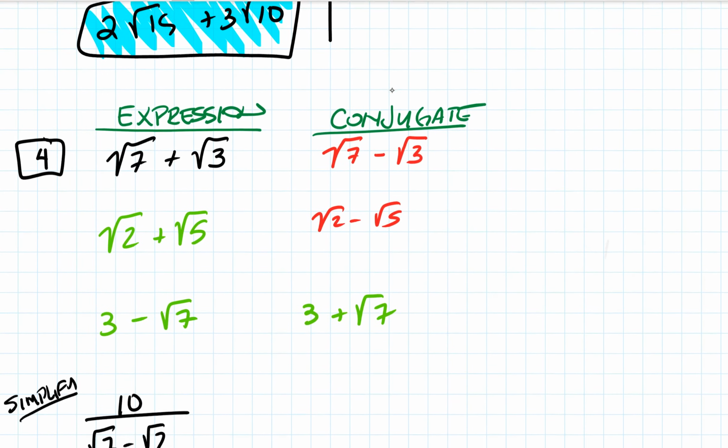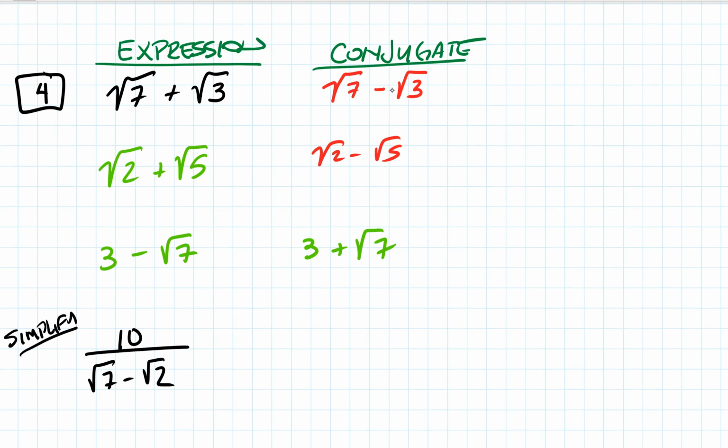Okay, box 4. Let's talk about something called the conjugate of an expression. If I give you the expression radical 7 plus radical 3, the conjugate of that expression is radical 7 minus radical 3. So what's changed? Obviously, the sign in the middle has become the opposite sign. Let's take this one, rad 2 plus rad 5. The conjugate is rad 2 minus rad 5. So again, the sign in the middle has just changed. If I have 3 minus rad 7, then the conjugate must be 3 plus rad 7. This is going to play an important role in just a second.